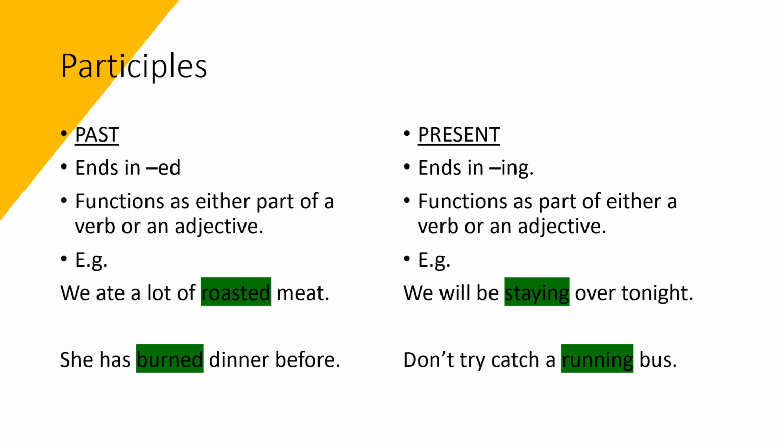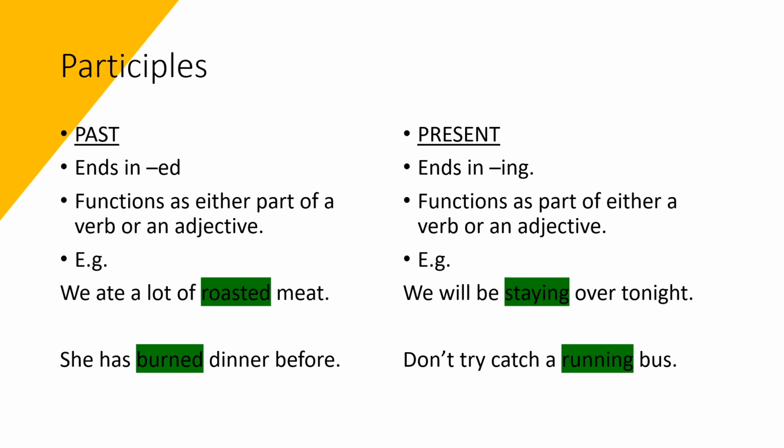Let's look at example 2. She has burned dinner before. In this sentence, the verb is burned. It ends in ed, and it's functioning as a normal verb in the sentence. So therefore, burned is a past participle functioning as a verb. Let's move on to the next one, a present participle.